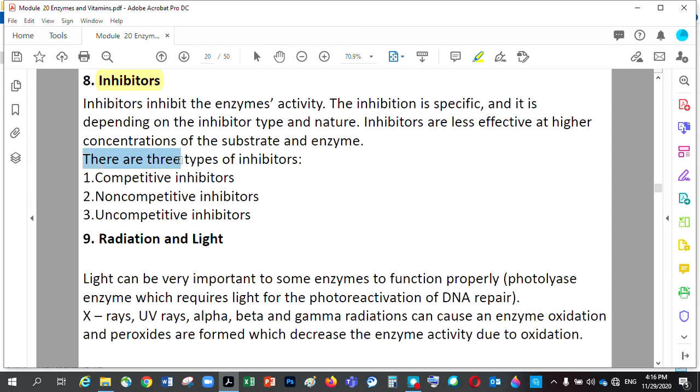So there are three types of inhibitors. How many types? Three types: competitive inhibitors, non-competitive inhibitors, and uncompetitive inhibitors.